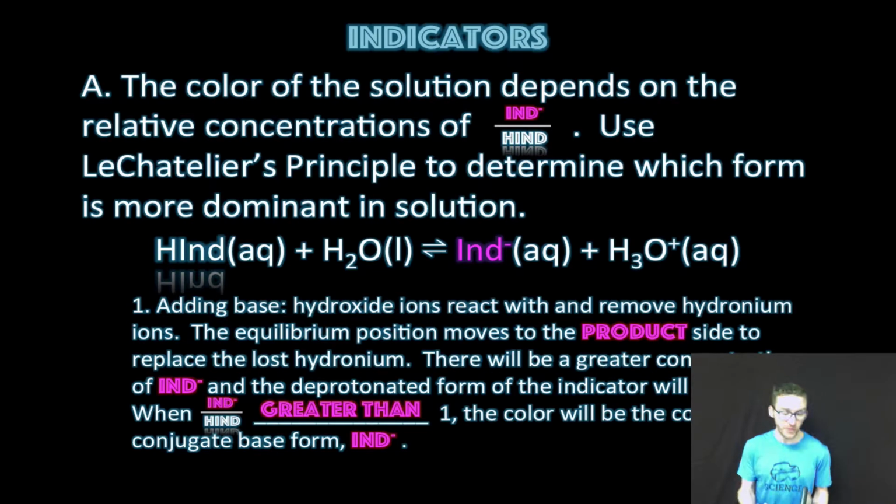I think the best way to explain how indicators like phenolphthalein work is to think about it in terms of Le Chatelier's principle. If you put this indicator in a base, hydroxide ions are going to react with and remove the hydronium from this equilibrium. Therefore, the equilibrium will shift, according to Le Chatelier's principle, to the product side to reestablish that equilibrium. And the product side is the conjugate base side, or the side in which the pink form will dominate.